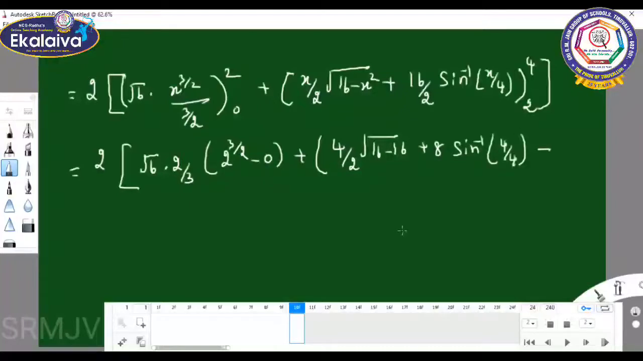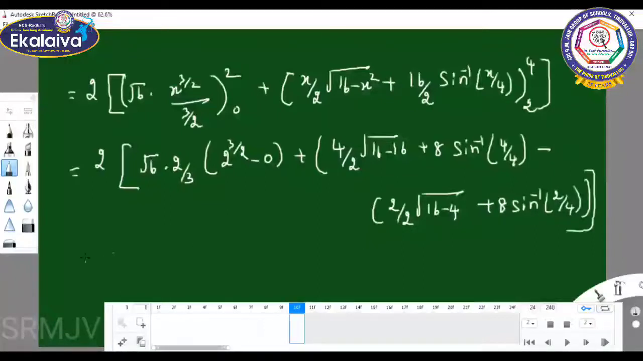Upper limit minus lower limit. Lower limit is 2 by 2. 2 by 2 root of 16 minus 4 plus 8 into sine inverse of 2 by 4. So what is the value for this? Twice into root 16, 2 root 6 by 3.